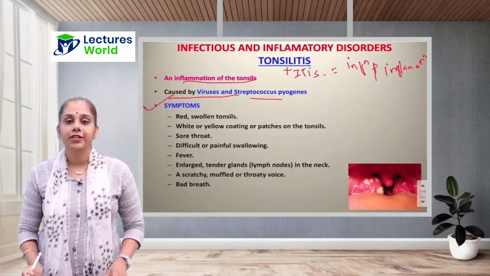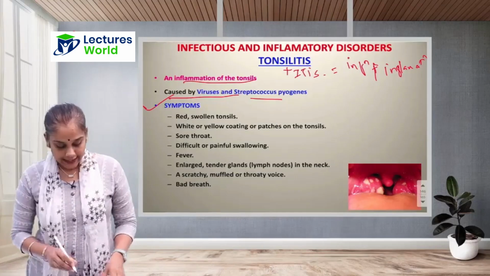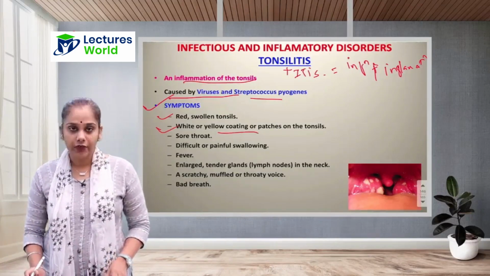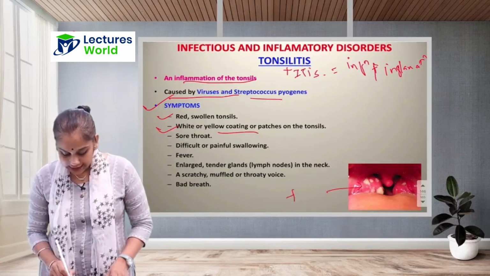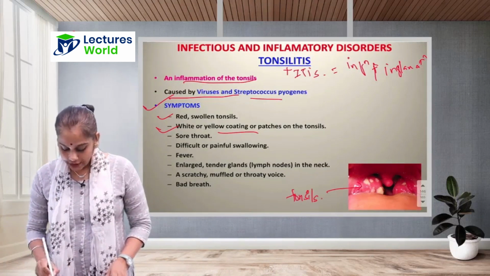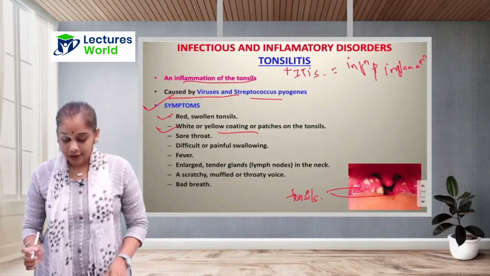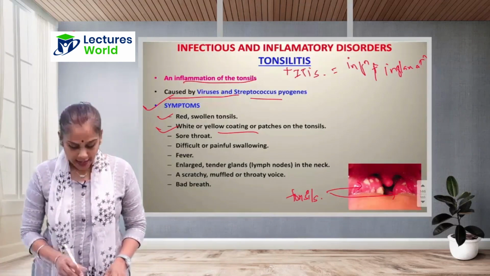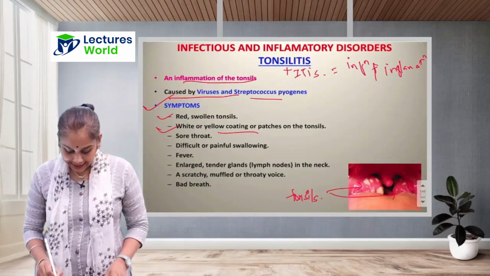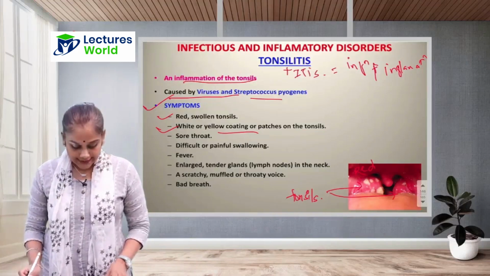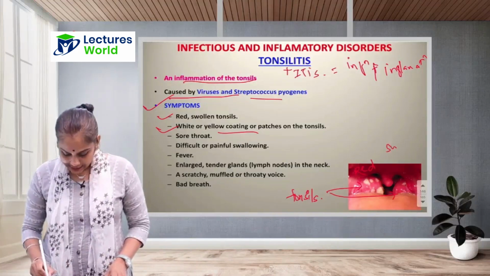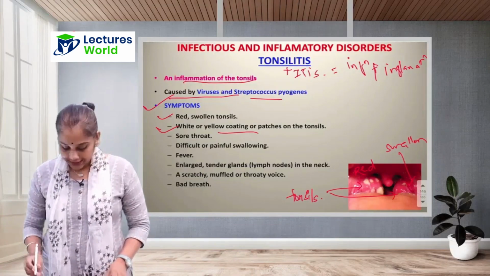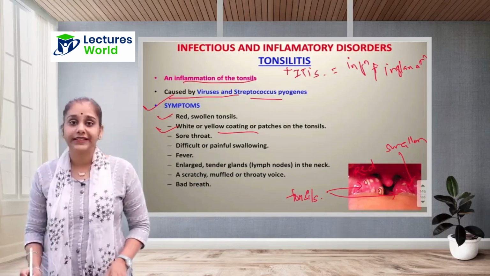Which are the symptoms of tonsillitis? Red and swollen tonsils, and a white or yellow coating or patches on the tonsils. You can see in the figure how it looks. The tonsils are red and swollen, and you can see the white patches over the tonsils.